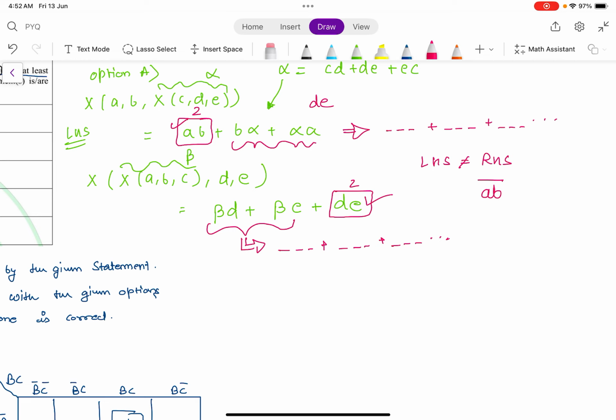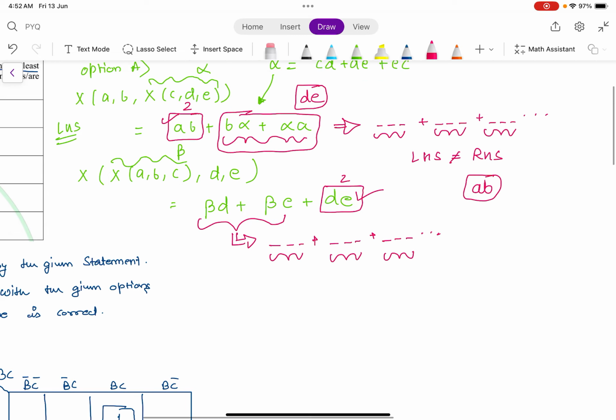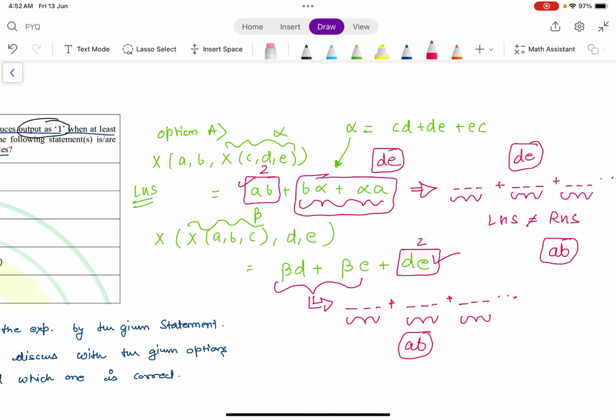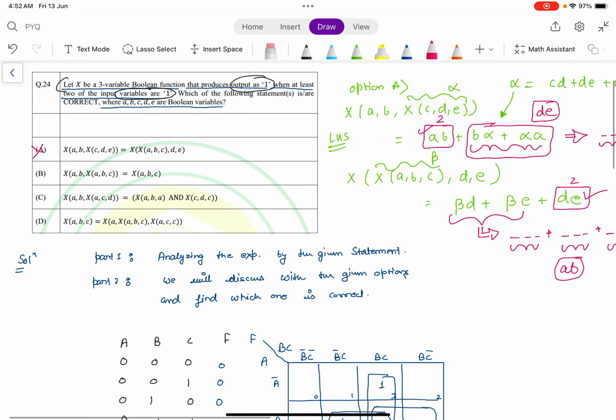So here is never going to have AB and here never going to have DE, because the complete expression you will obtain from here will have the size of three minterms, and here similarly the size of 3. So never going to have a size of 2, and you are never going to have AB here, or similarly you are never going to have DE here. So you can eliminate this option, because AB is never going to be equal to the right hand side DE. So your option A is incorrect.